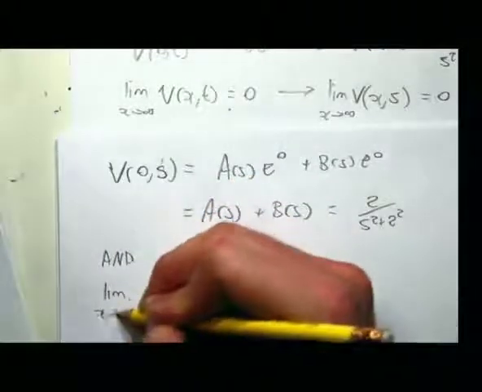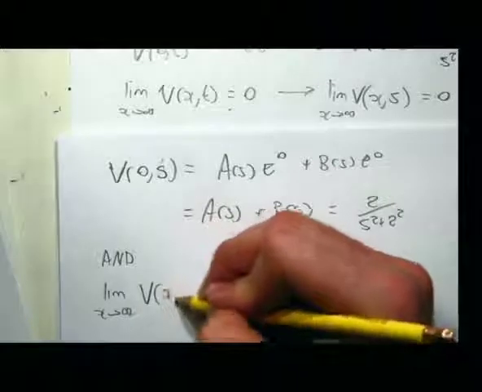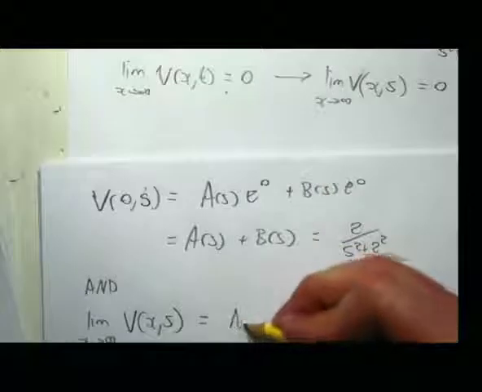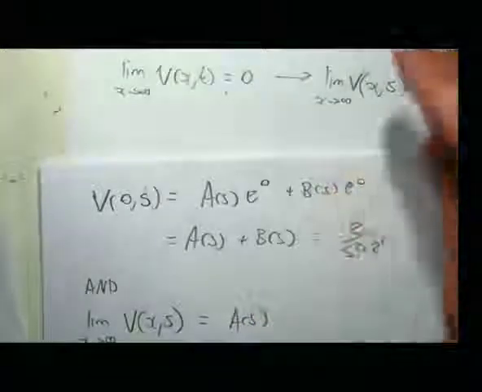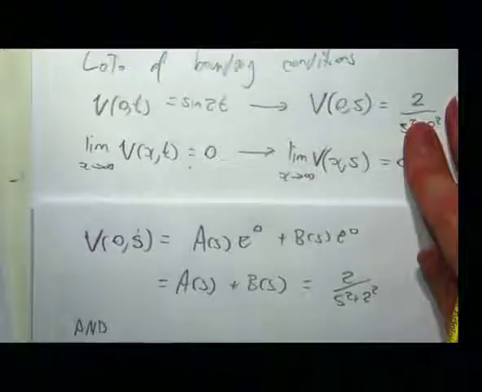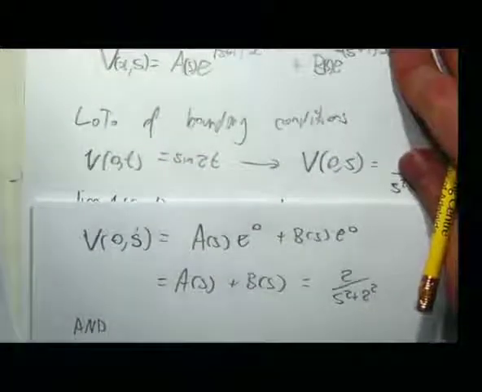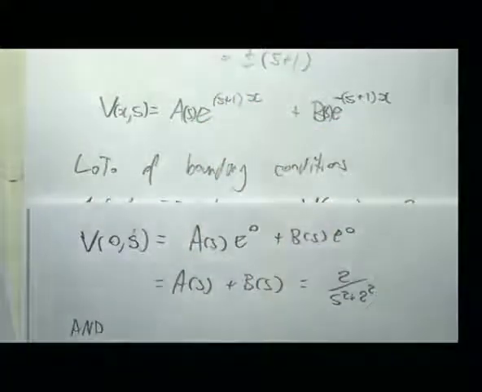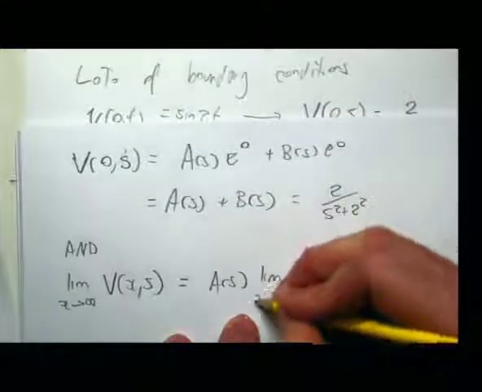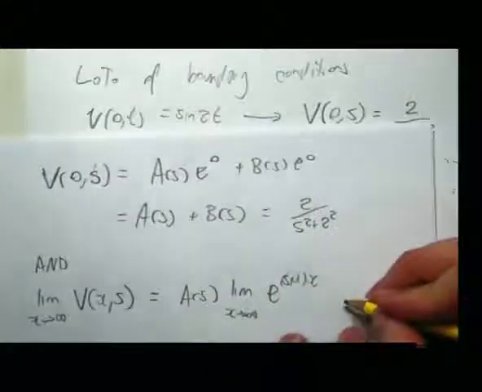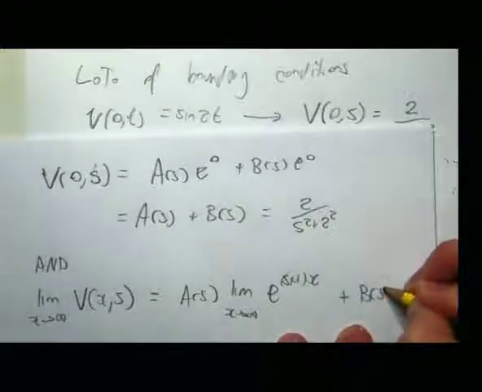And the limit as x approaches infinity of Vx is, well, what am I supposed to do with that? Like, this doesn't exist when x goes to infinity. Unless, oh, that's okay, cool, I can do that, A_s times the limit as x goes to infinity of e to the s plus 1 x, plus B_s times 0.